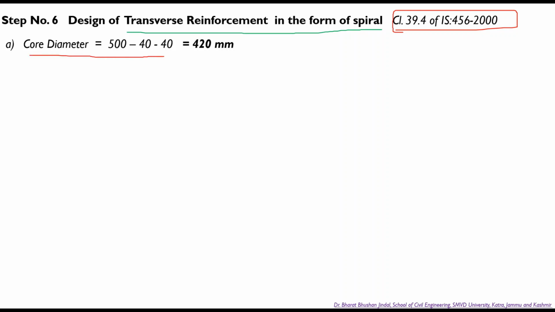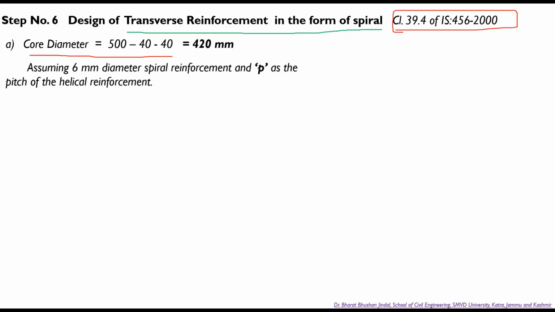So here we have to follow the guideline mentioned in clause number 39.4. I suggest to you all that you should go through the code guideline in clause number 39.4 very carefully so that you can understand the mechanism. First of all, we have to calculate the core diameter. Now what is the core diameter? Let me explain it. So how to calculate the core diameter?